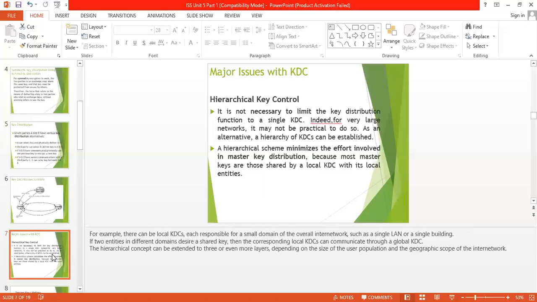For example, there can be local KDCs, each responsible for a small domain of the overall internetwork, such as a single LAN or a single building. If two entities in different domains desire a shared key, then the corresponding local key distribution centers can communicate through a global KDC. The hierarchical concept can be extended to 3 or even more layers, depending on the size of the user population and the geographic scope of the internetwork.